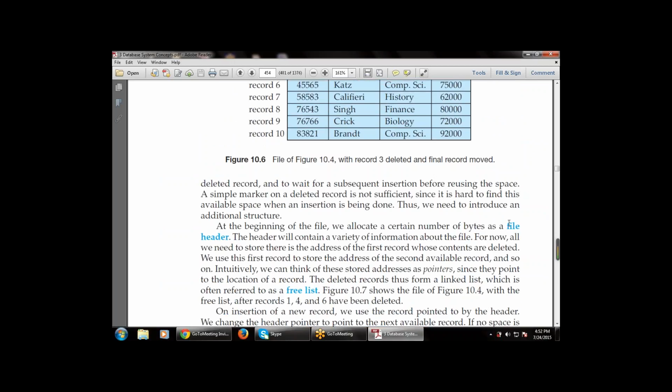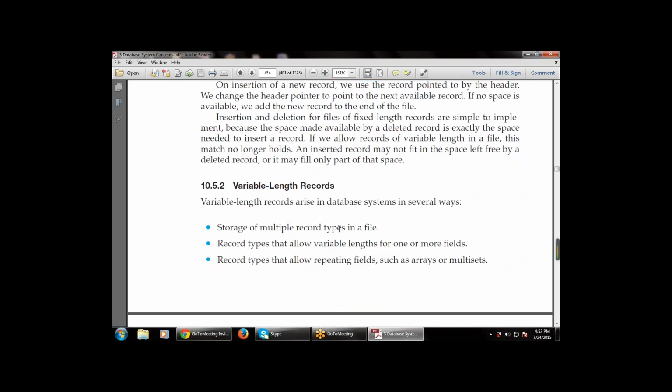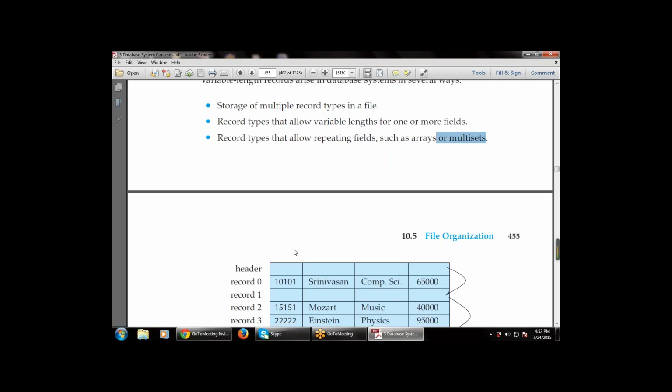And there is a file header that contains the headings, we can say the column headings. There is a free list, and there is a variable length record that is also available here. So variable length records arise in database systems in different ways. First one is storage of multiple record types in a file. That is how to store multiple records in a file. Then record types that allow variable length for one or more fields. Then record types that allow repeating fields such as arrays or multisets. That is, in variable length storage we can store data, remove data, and increase the data.